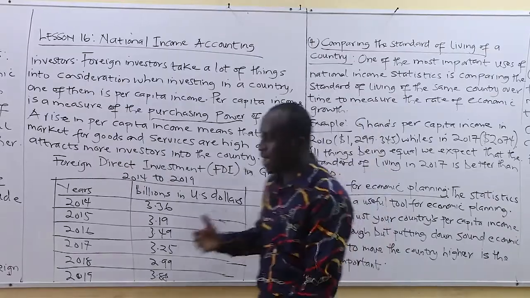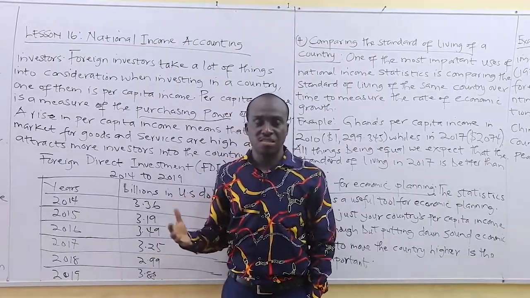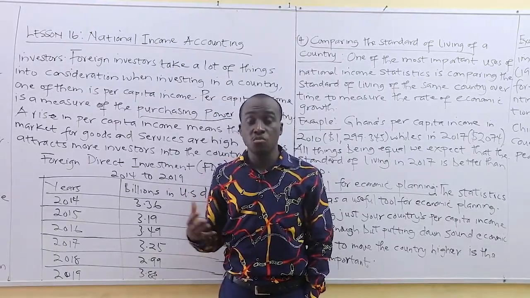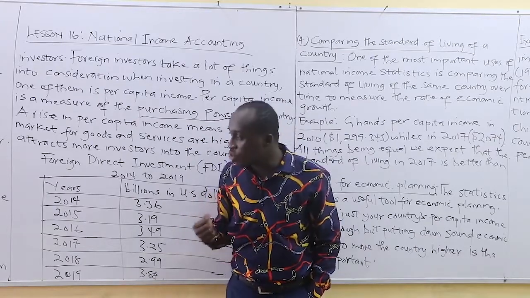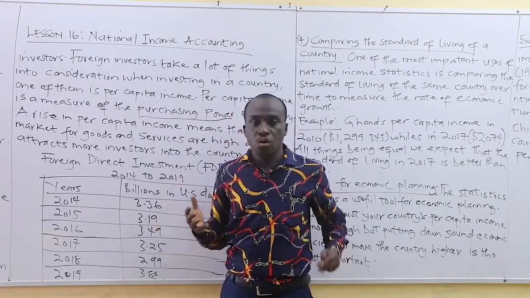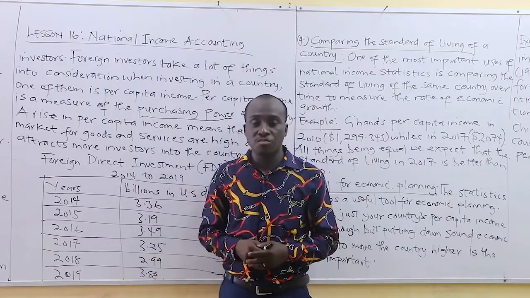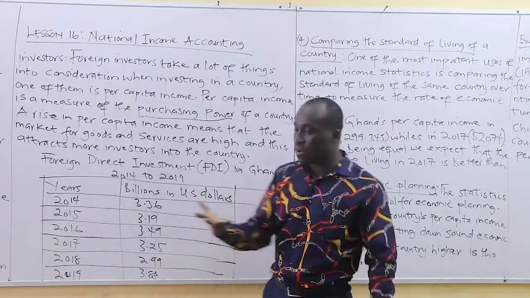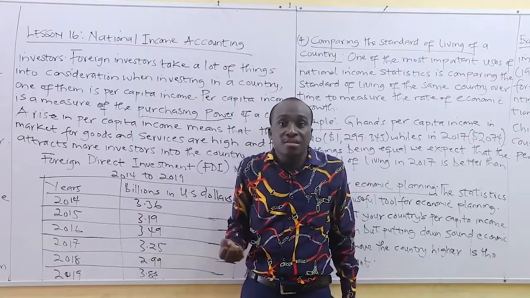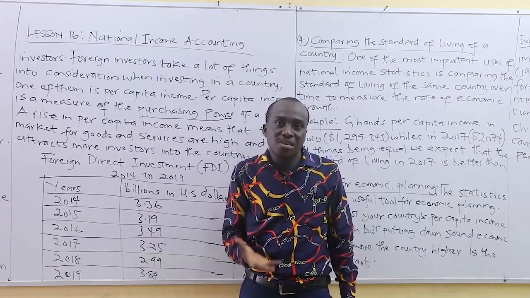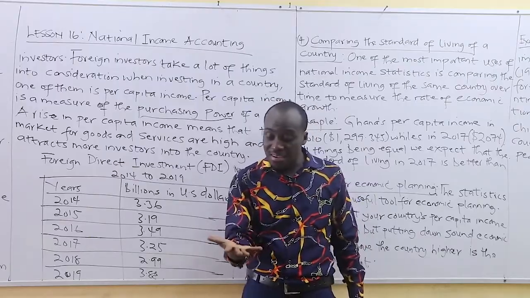When somebody wants to invest in an economy, there are numerous factors they take into consideration. One of them is your per capita income. Why? If your per capita income is high, it means that the country has higher purchasing power, meaning your ability to buy goods and services. If I earn 10,000 and you earn 2,000, I have higher purchasing power. Why? I have more money to buy goods and services.